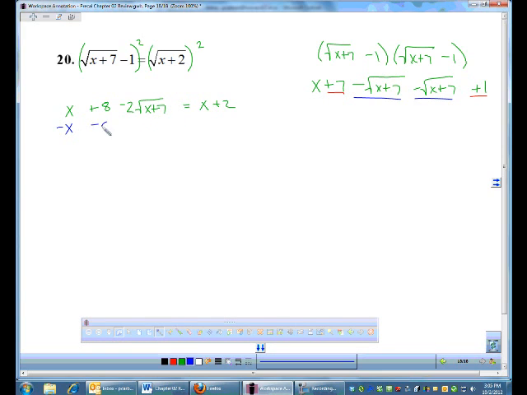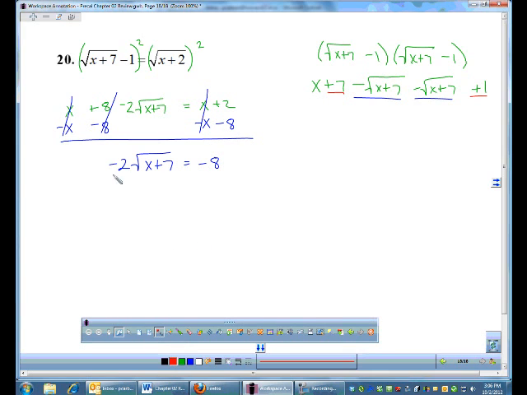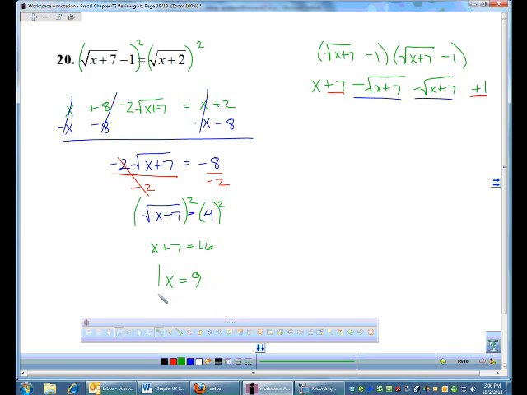So I'm going to move the x and the 8 over, subtract x, subtract 8. Those cancel, leaving me with negative 2 root x plus 7 equals, x minus x is 0, 2 minus 8 is negative 8. And then before I square, I'm actually going to divide by negative 2. That gives me root x plus 7 equals positive 4. Now we square again. Square, square, x plus 7 is equal to 16. Subtract the 7. 16 minus 7 is 9.